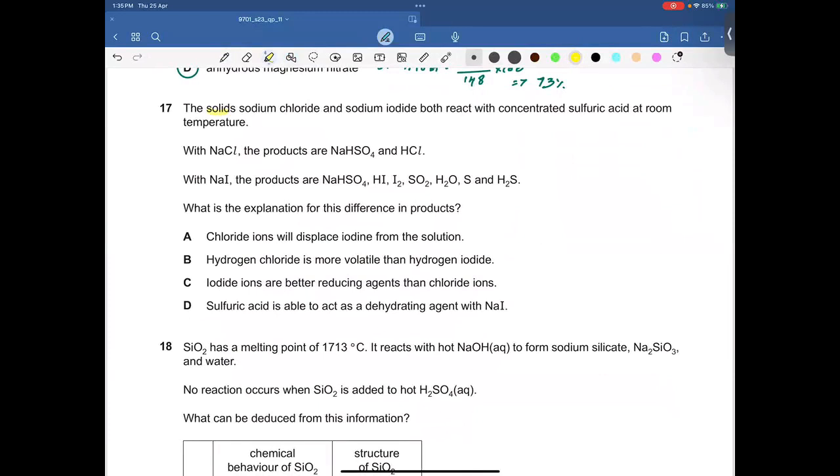The solid sodium chloride and sodium iodide both react with concentrated sulfuric acid at room temperature. Now, when sodium chloride is treated with concentrated H2SO4, it is converting into sodium hydrogen sulfate and HCl, which means H2SO4 is a weaker oxidizing agent than chlorine because H2SO4 cannot oxidize chloride into chlorine. Okay, so in this reaction, it is acting as an acid.